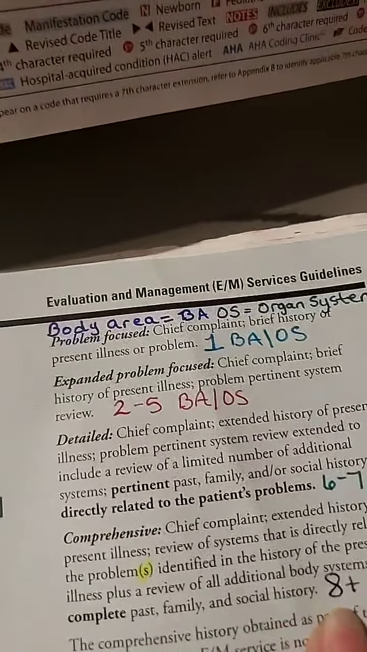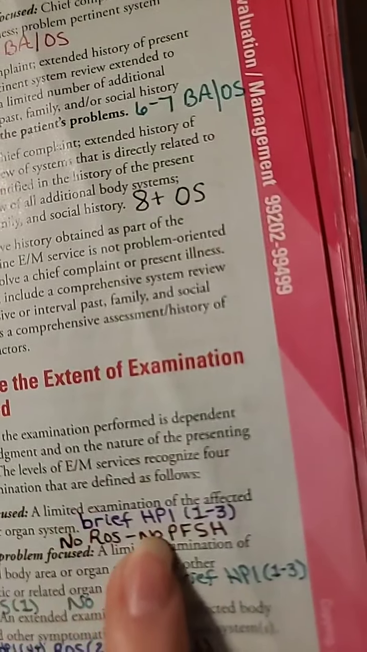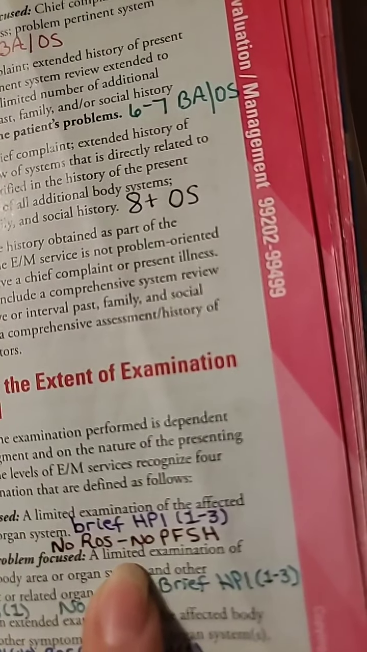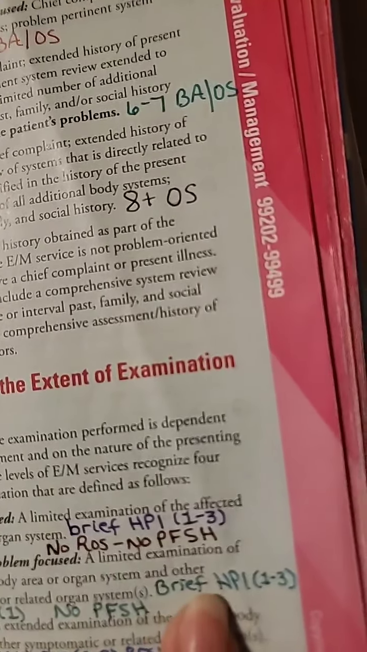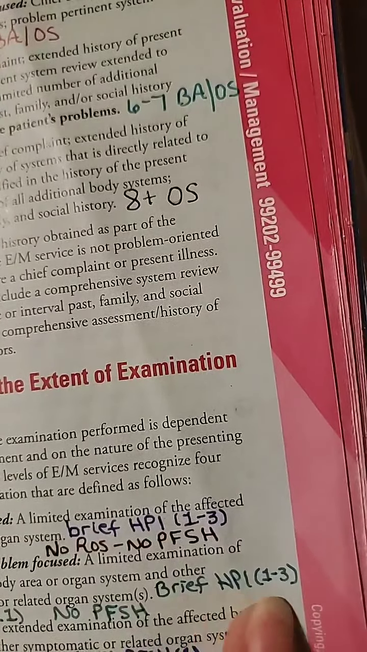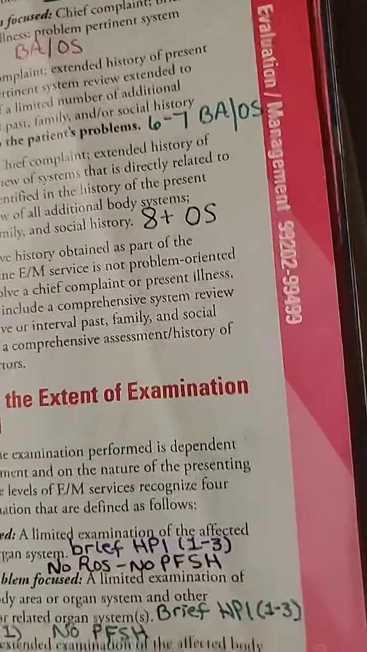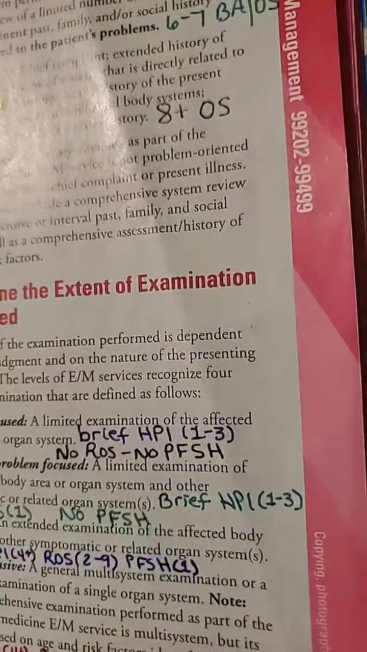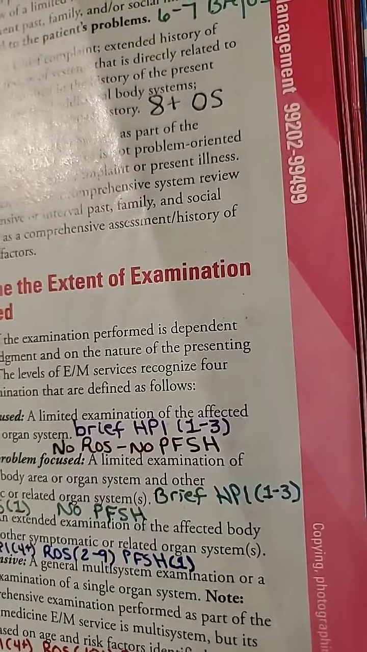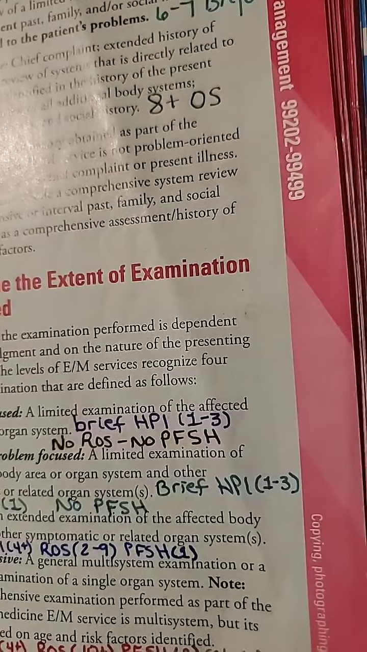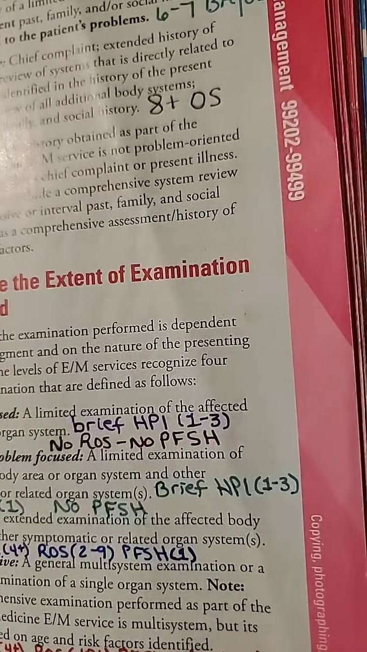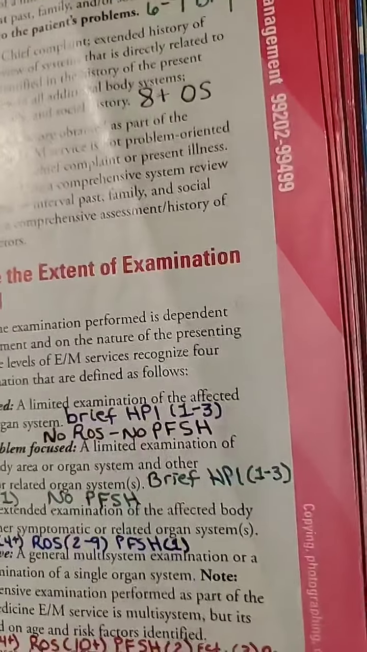So that's super handy dandy if you have that in your notes. Also, I've got the differences between the brief HPI, the no review of systems, a brief with 1 to 3 HPI or 1 ROS or PFSH. If you have 2 to 9 on either one of those, I've got those down, and then what it means to have 4 or 10 review of systems or 2 to 3 new diseases brought up too.